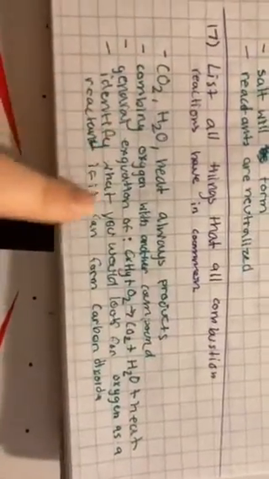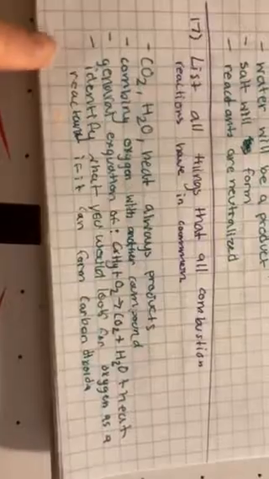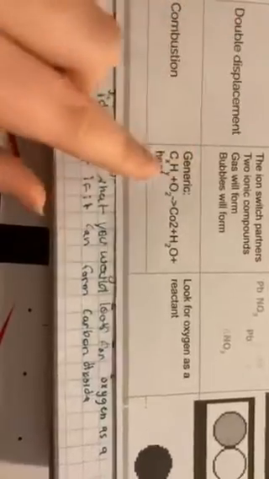You want to identify oxygen as a reactant if it can form carbon dioxide. For my combustion, here's the generic equation right here. You would look for oxygen as a reactant. It is one of my examples on my word wall.